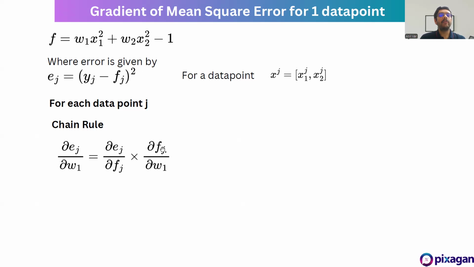And then I'm going to take the derivative of the function at the jth data point with respect to W1. And you can do exactly the same thing for W2. I can take the derivative of the error term at the jth data point with respect to f, or the function at the jth data point.